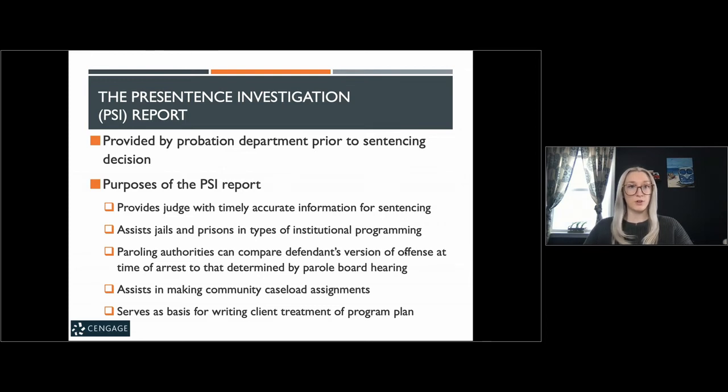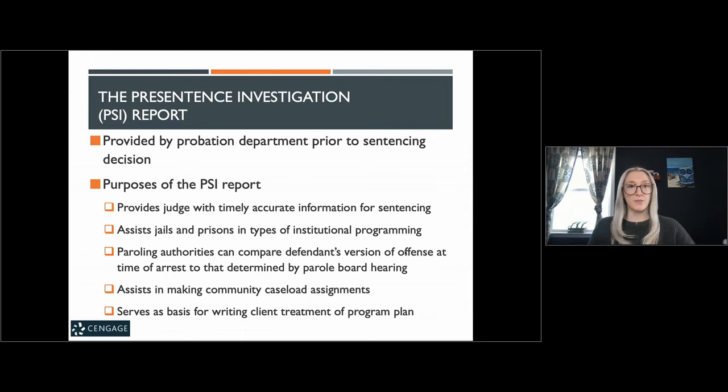Paroling authorities can also compare the defendant's version of the offense at the time of the arrest, because there's a section in the report where the officer will ask the defendant, give me your version. What happened? What was your culpability in this crime? And they actually give the offender's perspective. So the parole board can then use that to determine, has the offender actually been rehabilitated? Were they maybe not remorseful in the beginning and not taking responsibility for their actions? And now they are. So we have more confidence in releasing them on parole.